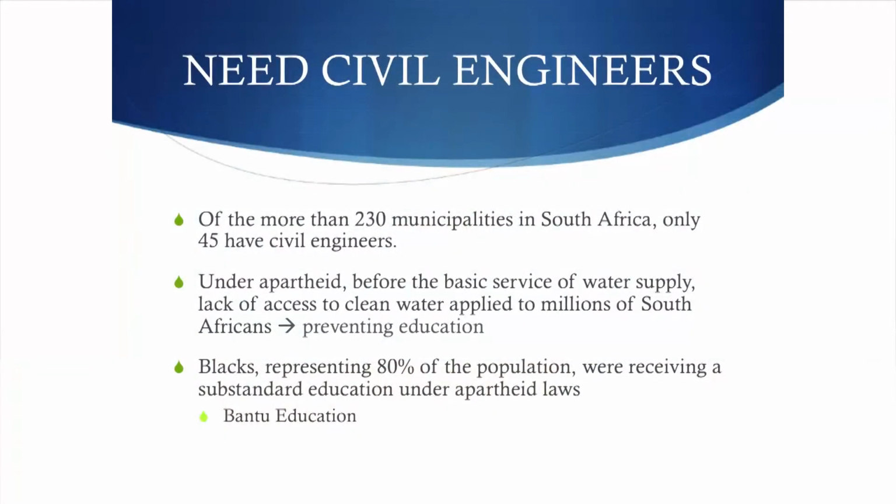So they need civil engineers. Of the more than 230 municipalities in South Africa, only 45 have civil engineers. And I'm not surprised at this fact, because under apartheid, before basic water was supplied, all those millions that were affected, they couldn't get education. Blacks, representing 80% of the population, were receiving substandard education, the ban to education.